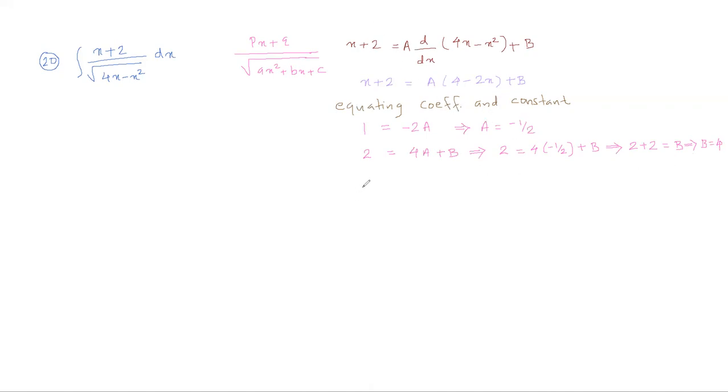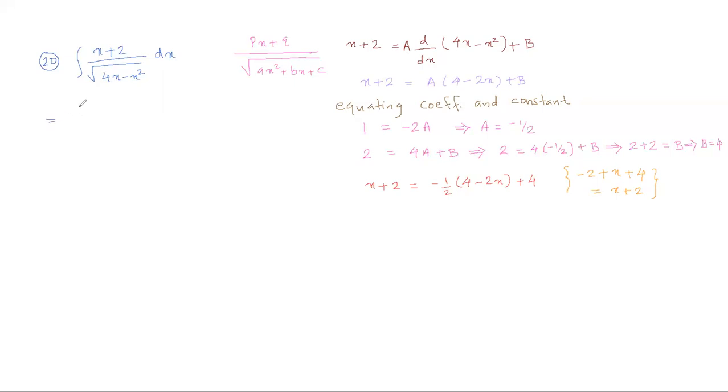So you can write x plus 2 as minus 1 by 2 into 4 minus 2x plus 4, where a is minus 1 by 2 and b is 4. You can check whether it is correct or not, though there is no need to verify. Still, minus 1 by 2 into 4 is minus 2, and minus into minus gives plus 1 by 2 into 2x, the 2 cancels, giving x. Then 4 minus 2 is 2, so you get x plus 2 itself. So what you have written is correct.